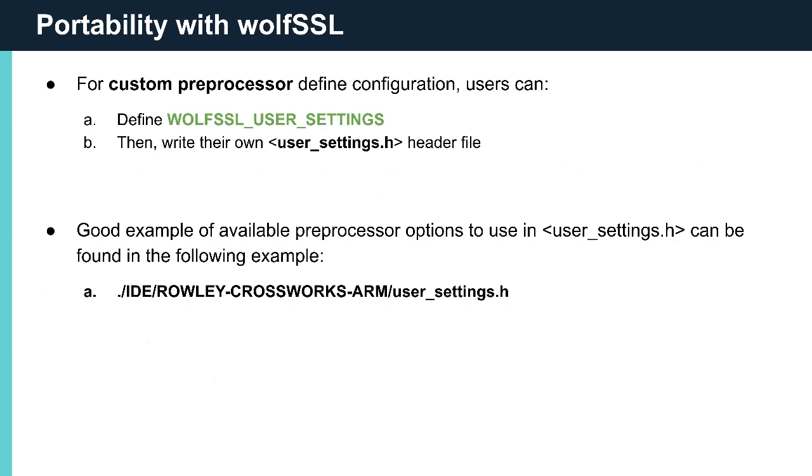We also mentioned user settings as just another reminder of, we recommend using a custom user_settings.h header file, where if you build wolfSSL with WOLFSSL_USER_SETTINGS, wolfSSL will automatically include a user_settings.h header. And you can put all your customization defines for wolfSSL into that file. And we've got some examples under either the IDE/Rowley-CROSSWORKS-ARM directory, or there's an example /configs directory with a few in there.